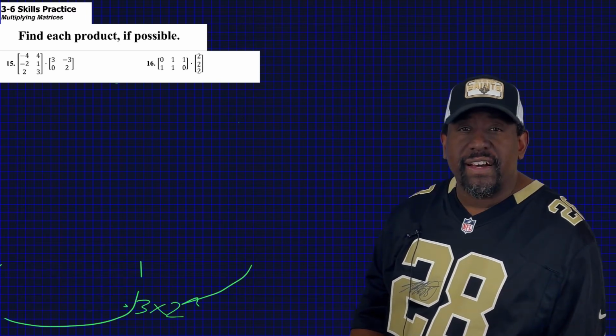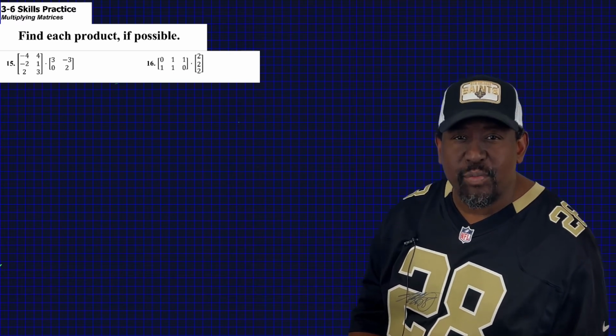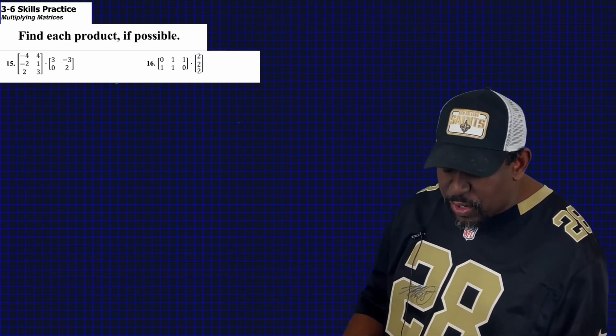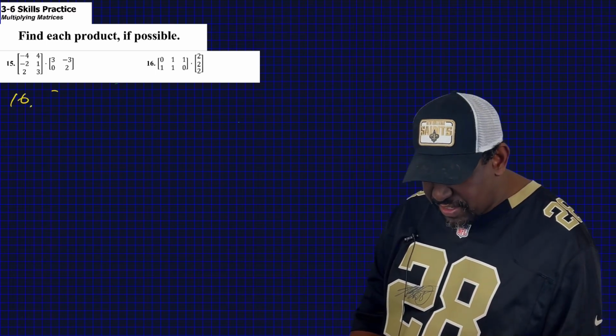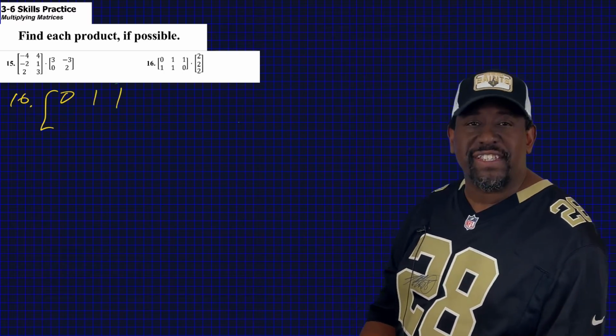So again, I want to give a shout out to the Who Dat Nation. As a proud NOLA man, we love our Saints, and so as you can see, I got my little Saints jersey on. So I want to give a shout out to the Who Dat Nation. Love my Who Dats.